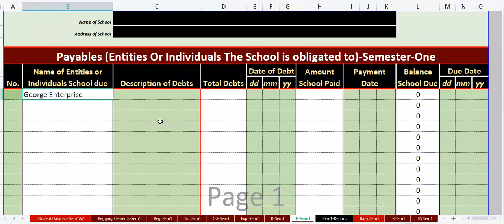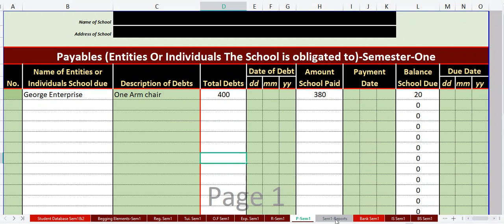Alright, Joy Enterprise. The description is something like 1 ampere. Alright, and the amount is 400. You put a date for yourself, then we get the amount paid. Of this money, before the period ended, we pay 350. That's what we pay. So the balance remaining is 20.